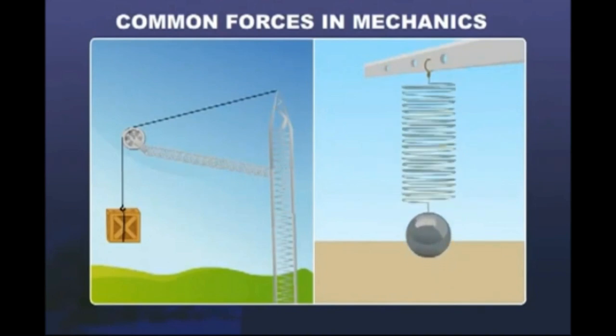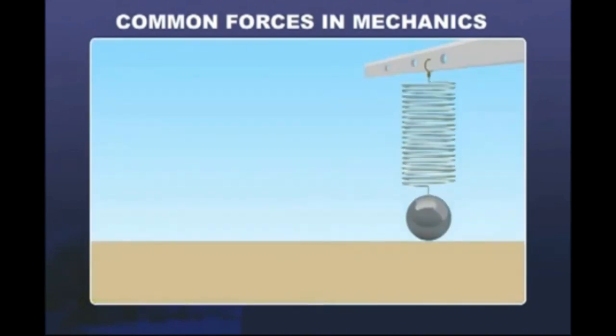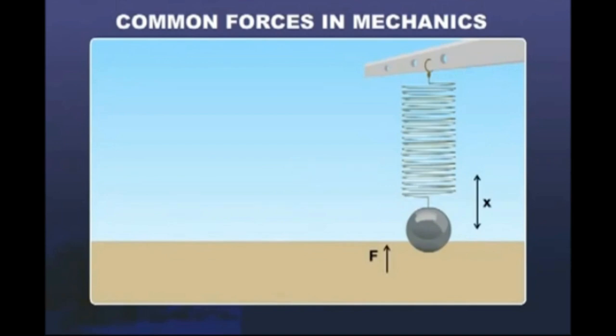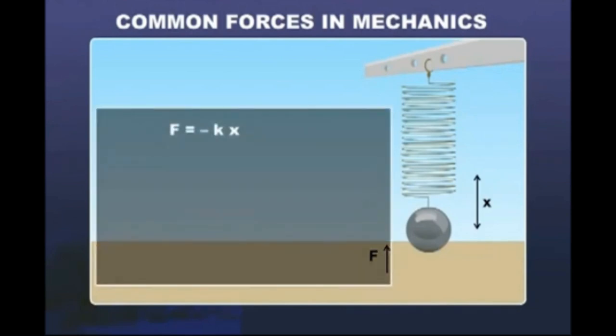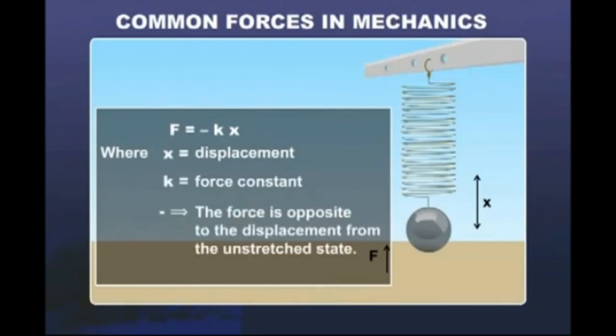Two other contact forces are tension in a string and the force due to a spring. When a spring is compressed or extended by an external force, a restoring force is generated. This force is usually proportional to the elongation or compression for small displacements. The spring force F is written as F equals minus kx, where x is the displacement and k is the force constant. The minus sign denotes that the force is opposite to the displacement from the unstretched state.